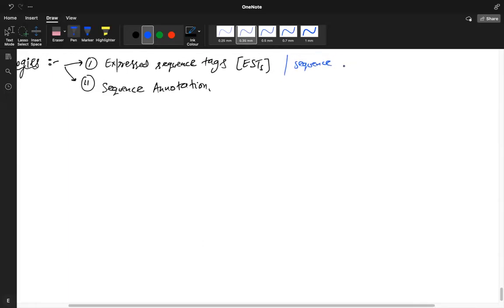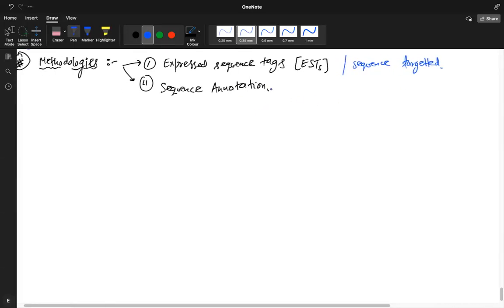Sequence targeted. Okay. The other one is called a blind approach. Why it's called a blind approach? Because here, and why this is also important, because I told you not all the DNA in the human genome codes for protein or even for RNA, right?